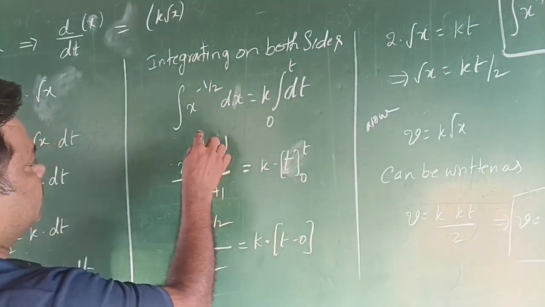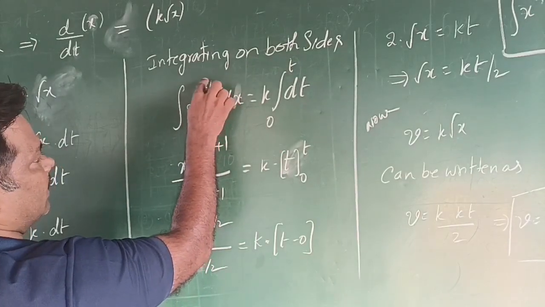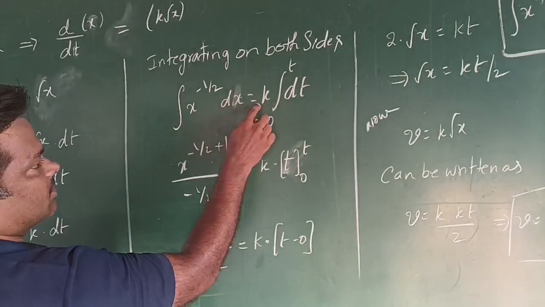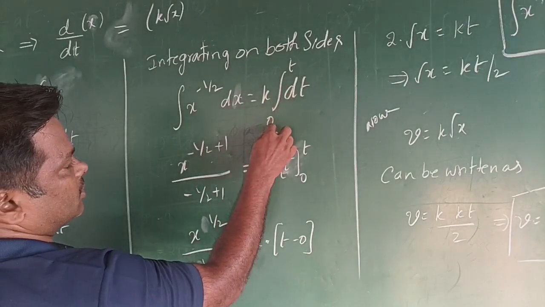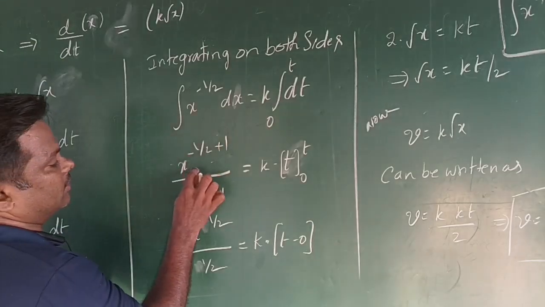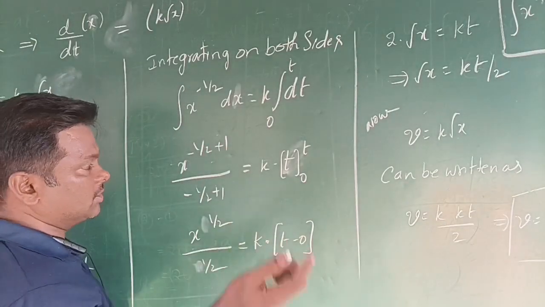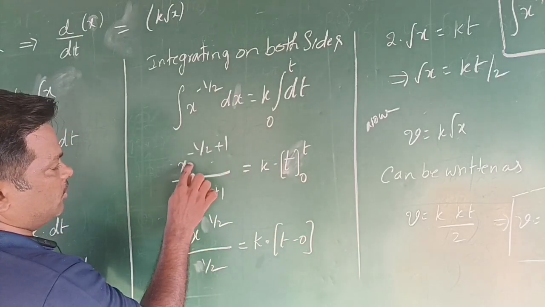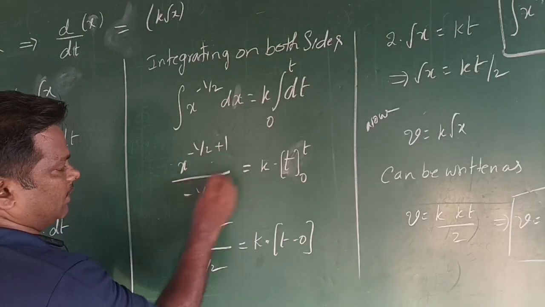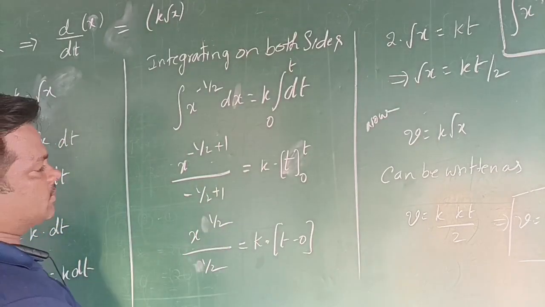Got it? X to the power of n. What is the value of n here? n is equal to minus 1 by 2, so x to the power of minus 1 by 2 dx is equal to k times the integral from 0 to t of dt. What are we going to do here? Integral and differential are inverse functions, so removing them, you will get x to the power of minus 1 by 2 plus 1 divided by minus 1 by 2 plus 1.